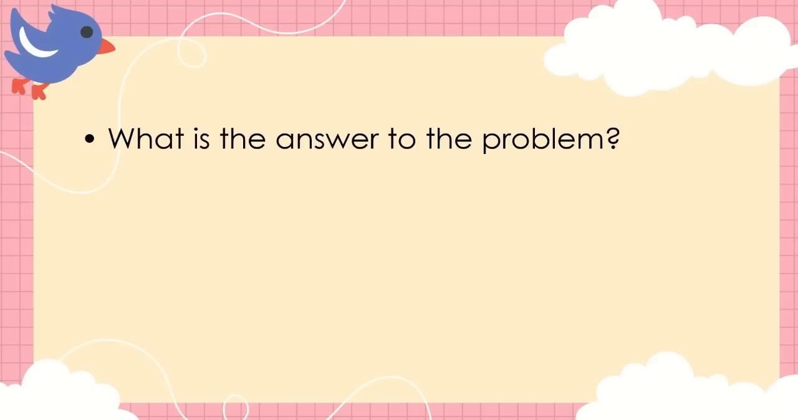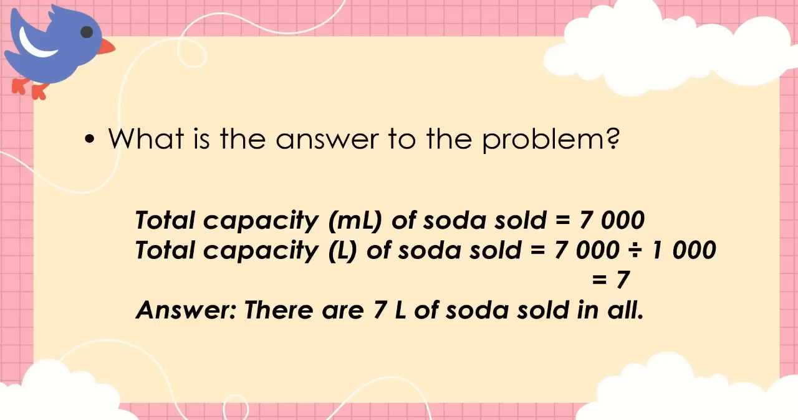What is the answer to the problem? Total capacity in ml of soda sold equals 7000. Total capacity in liter of soda sold equals 7000 divided by 1000 equals 7. Answer: there are 7 liters of soda sold in all.